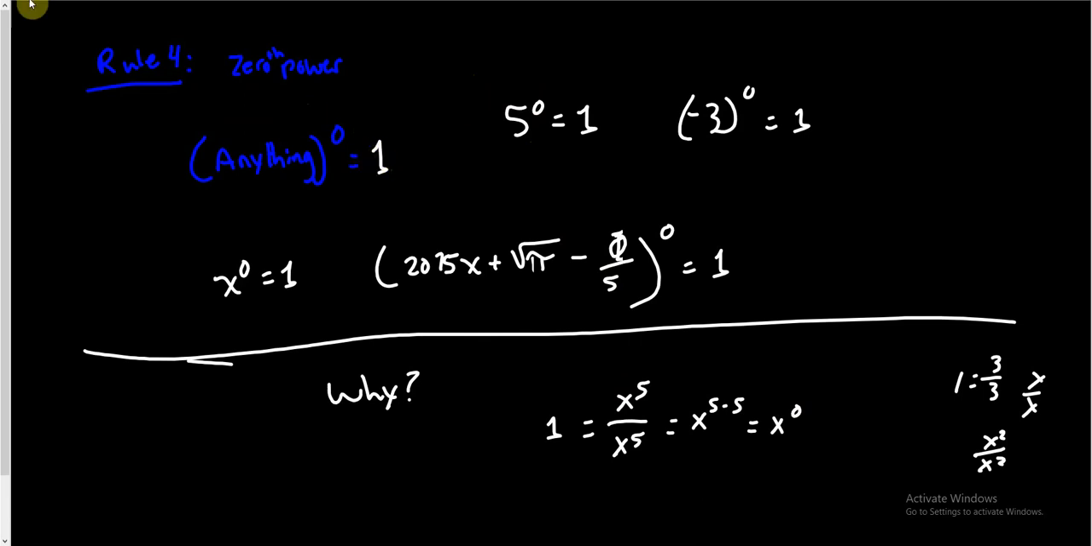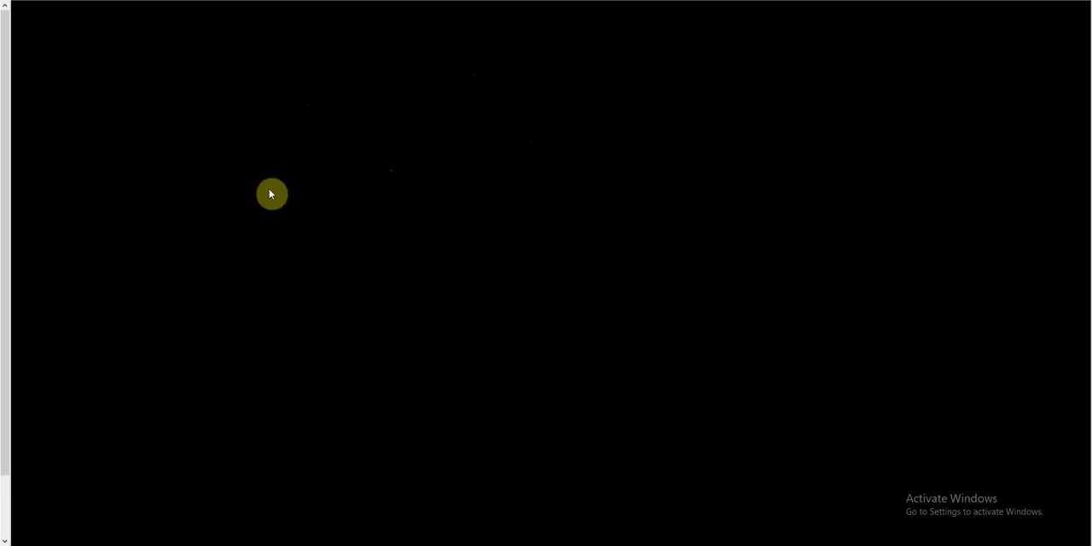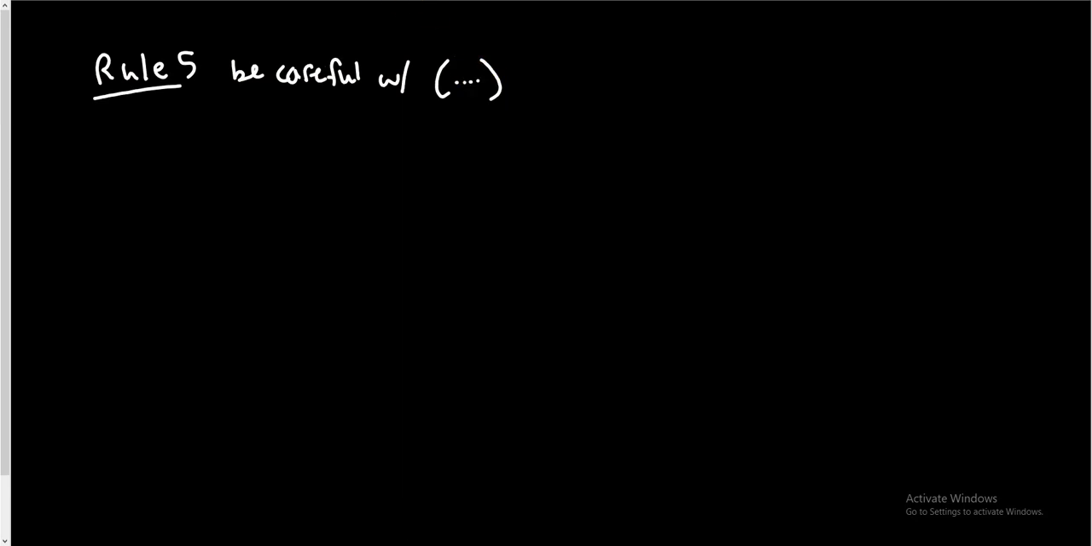Okay? Now my next rule is not really a rule, but we'll call it rule number, I think we're up to 5. I'm just going to say, be careful with parentheses. Okay, so here's the general rule for an exponent. It applies to whatever it is directly touching. So let's do one that's a hot topic, kind of topic of hot debate.